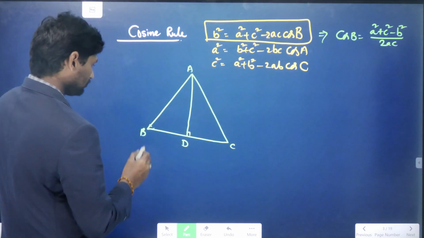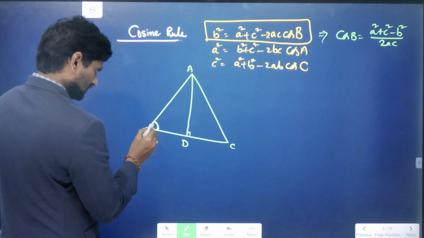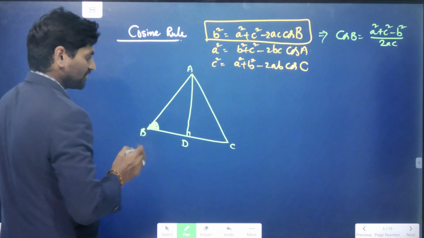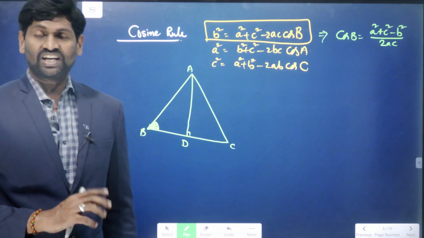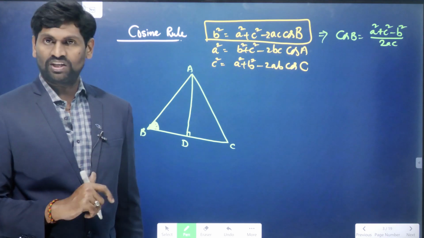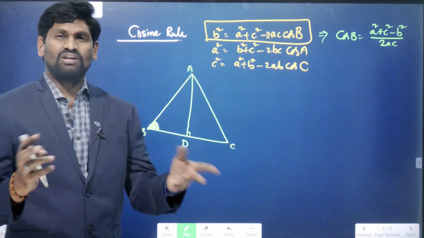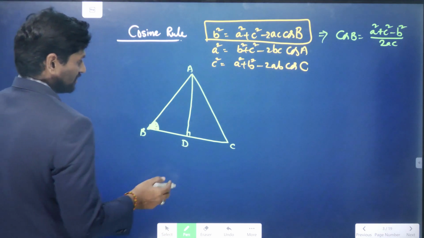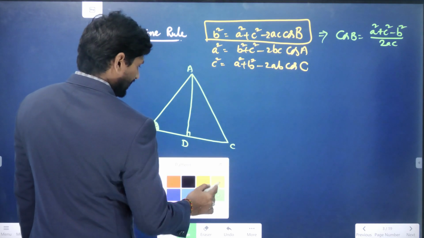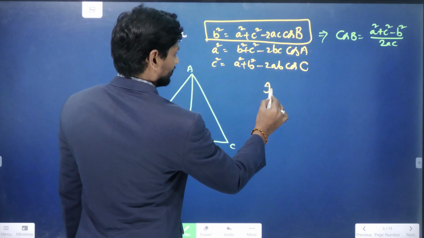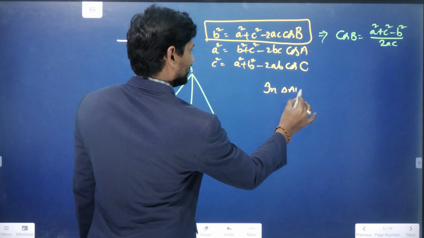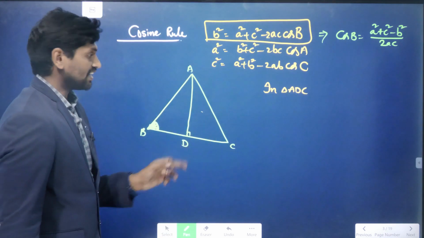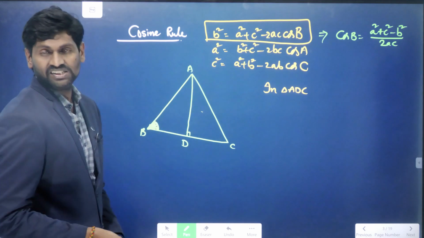Now, angle B I have taken as acute angle. Angle B we can take as right angle, or angle B we can take as obtuse angle. So three conditions, any one of them you can take. Right. So from this, I am using the right angle triangle ADC. In triangle ADC, that means this triangle, I am using the Pythagoras theorem.